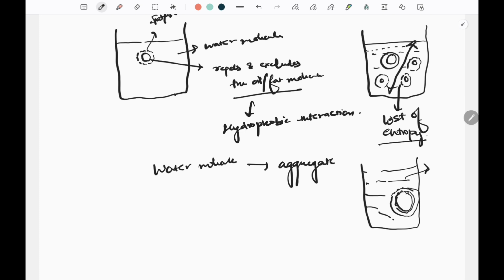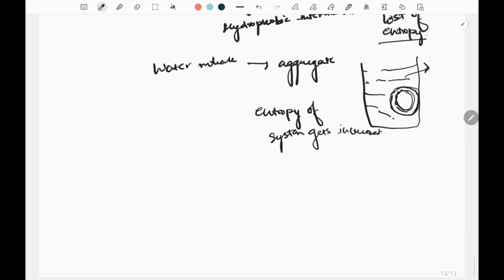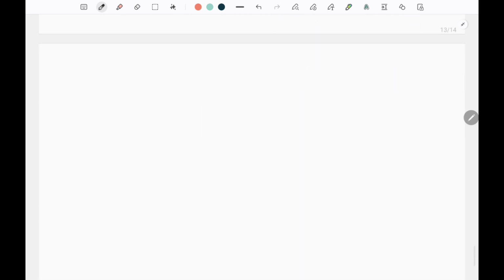Now fewer water molecules will be needed to surround each of these lipids, and due to which the entropy of the system gets increased. I hope you get the idea. If not, let us understand again. Okay, so understand.